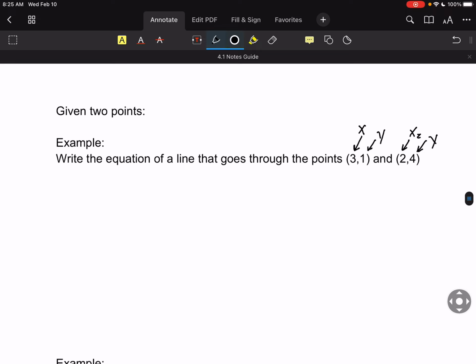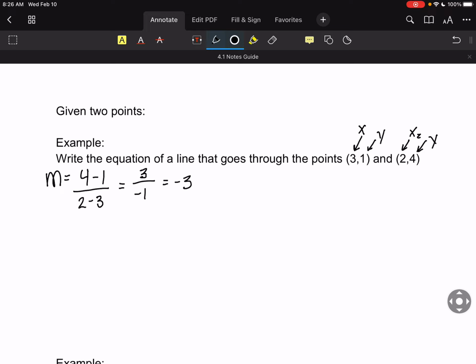So I can start off by finding my slope. I can do that by doing y2 minus y1, so I'm going to do 4 minus 1 all over 2 minus 3. That gives me 3 over negative 1, which is negative 3. And then I can do that same process that I did for those last few examples.